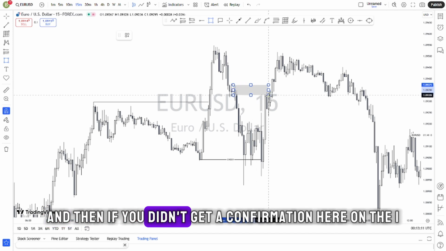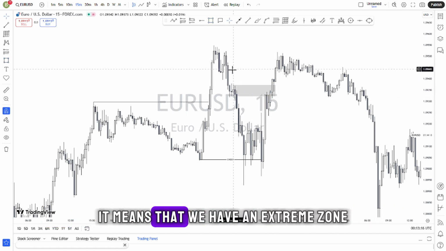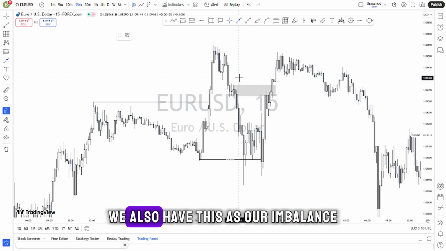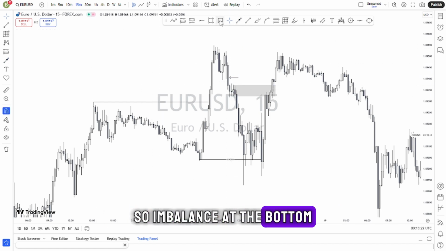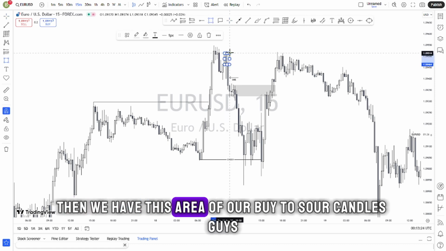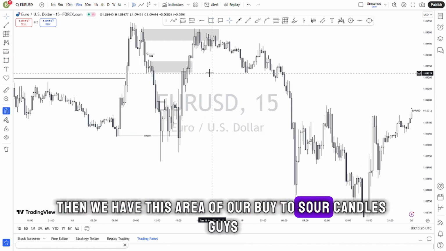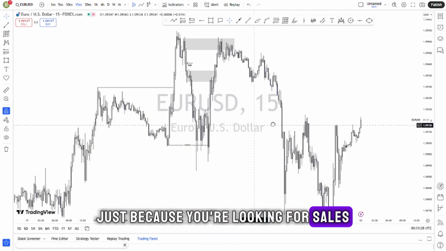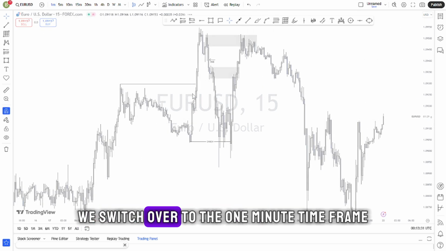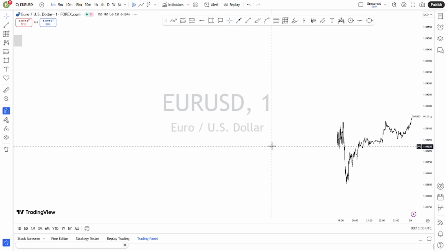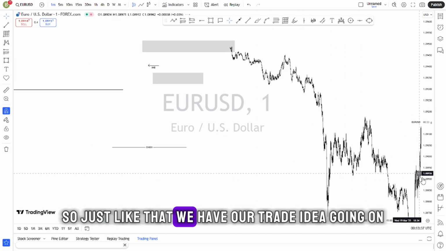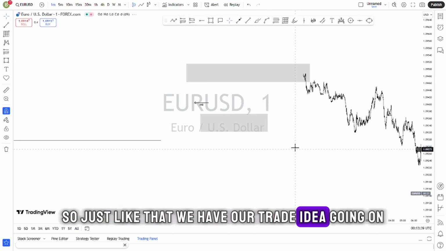around here. And then if you didn't get a confirmation here on the one minute time frame, it means that we have an extreme zone. We also have this as our imbalance, so imbalance at the bottom. Then we have this area of our buy to sell candles, guys, just because you're looking for sells. So after that, we switch over to the 1 minute time frame. That is where you're going to take your entries. So just like that, we have our trade idea going on.